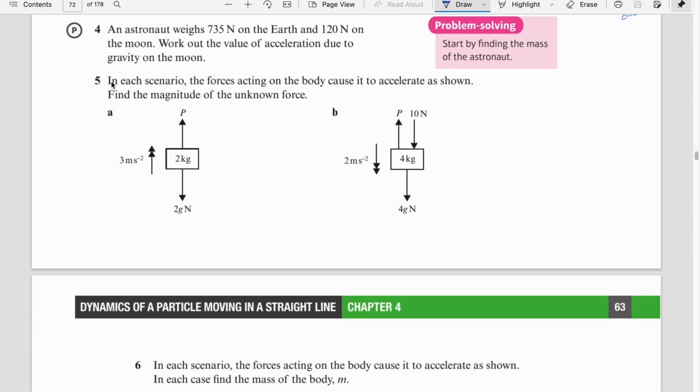Look at this question number 5. In each scenario, the forces acting on the body cause it to accelerate. Find the magnitude of the unknown. It is accelerating upwards. That means P is the forward force, and greater force minus 2 into g, that is 2 into 9.8, downward force, is equal to m, that is 2, into acceleration, that is 3. So P is equal to 2 times 3, which is 6, plus 9.8 into 2, which is 19.6, plus 6, we get 25.6 newtons.